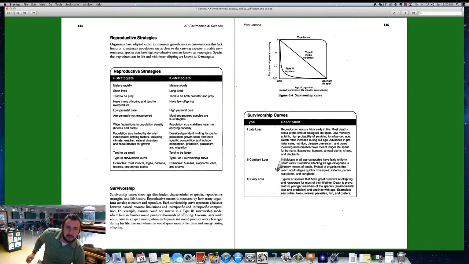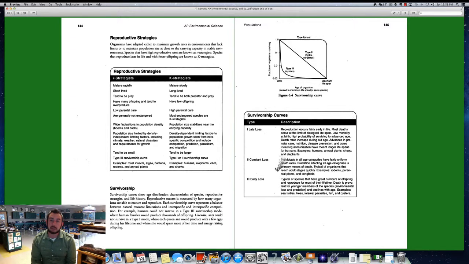Reproductive strategies. There are two main reproductive strategies. The first one is the R strategist, and the second one is the K strategist, and we're going to compare both of these today. R strategists are species that have very high reproductive rates. They mature very quickly, which means they reach adulthood very quickly, so they can reproduce faster. They're very short-lived. They don't have long lifespans, maybe a year at max, if that.